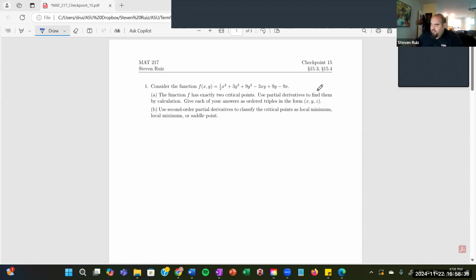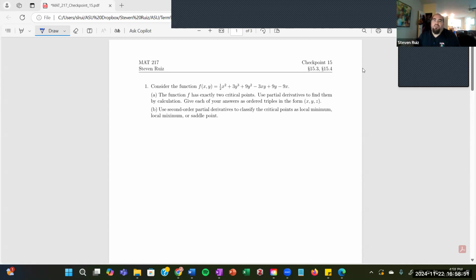All right, let's look at the questions for checkpoint 15. So question one, we have this function in X and Y. I've told you there are two critical points, so part A is to find them. So let's do that. How do you find critical points?